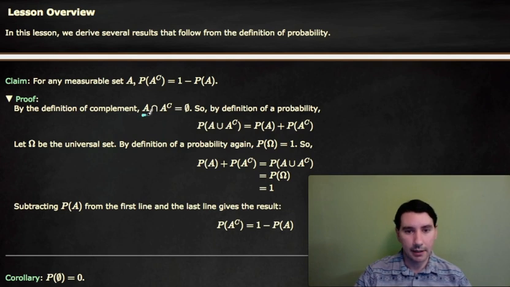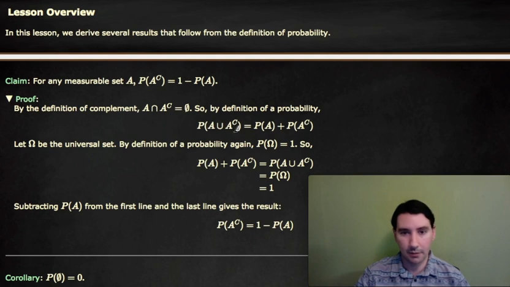A intersect A complement is the empty set for any set A, because there's never a point in a set and its complement. So by the definition of probability, the probability of A union A complement equals the probability of A plus the probability of A complement. Remember that for a union, if the sets are disjoint, it becomes a sum of the probabilities.